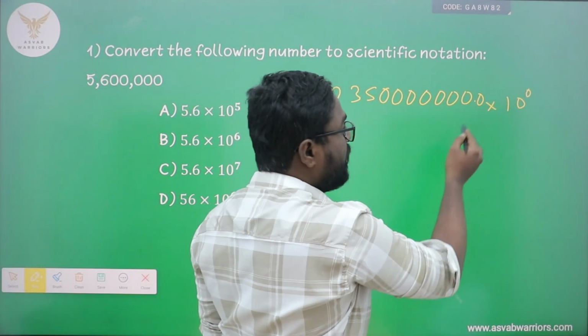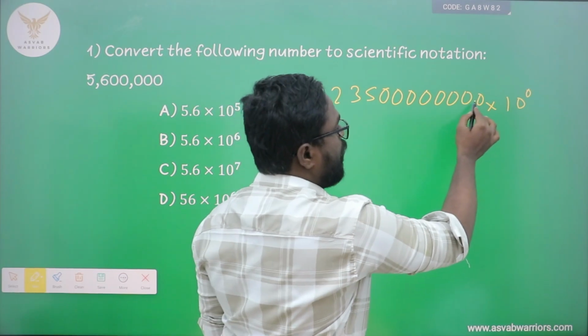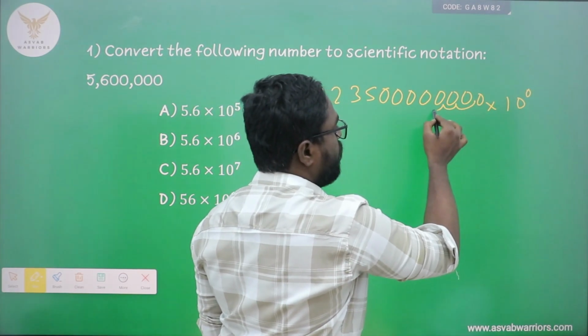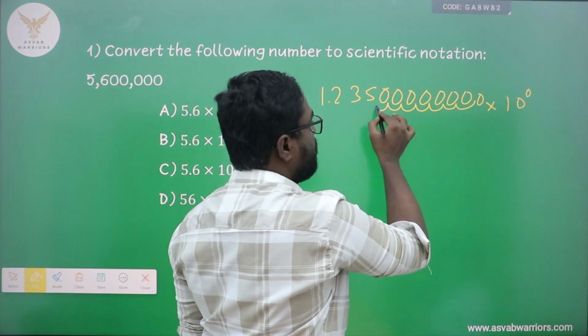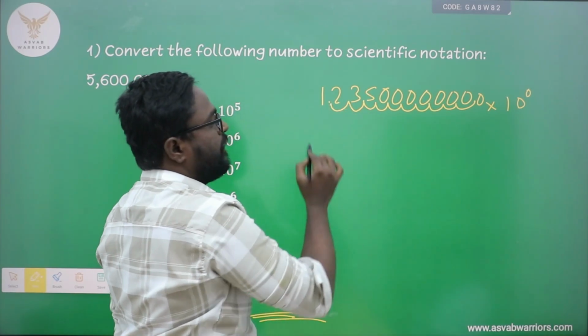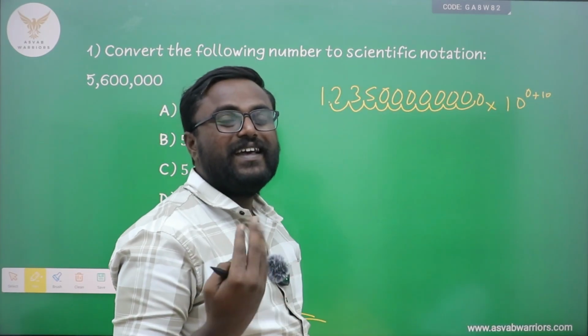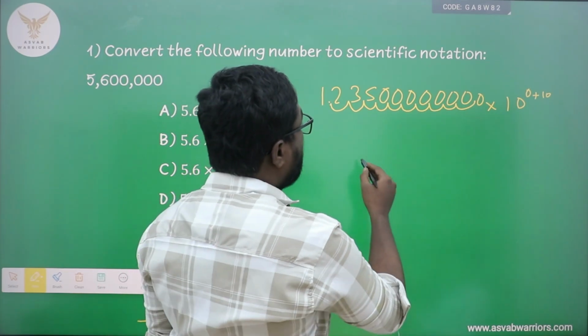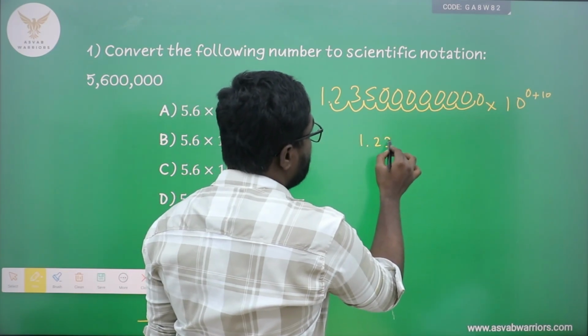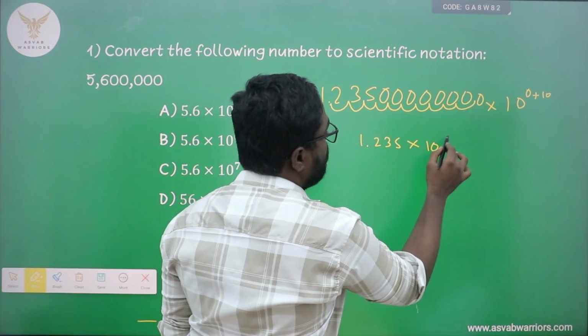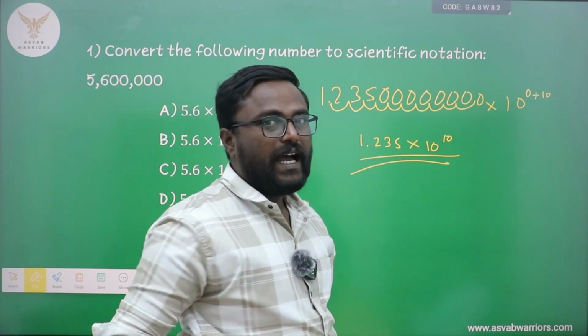Now I'm going to move the decimal to the left. See how many numbers? 1, 2, 3, 4, 5, 6, 7, 8, 9, 10. So what will I do? I move to the left, which means you have to increase. So what do we have? 1.235 times 10 to the power 10. I hope you understood it.